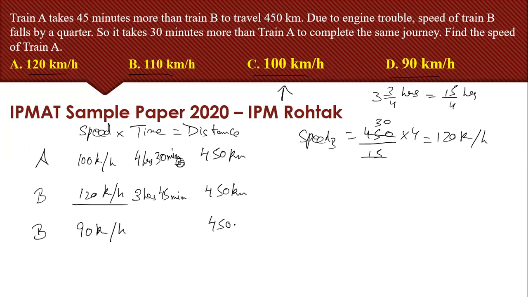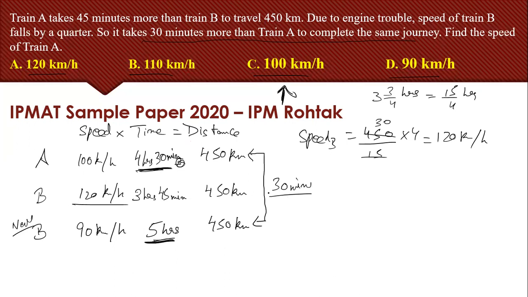Distance is still same, 450 kilometer. What will be the time taken by B now? New time taken by B will be 450 by 90, which is 5 hours. Now, the question says that just because the speed of B is reduced by 1/4, it is taking 30 minutes more than train A to complete the same journey. Let's see whether it is taking 30 minutes more. Yes. Train A takes 4 hours 30 minutes and new time of train B is 5 hours. There is a gap of 30 minutes. That means my C option is the correct option.